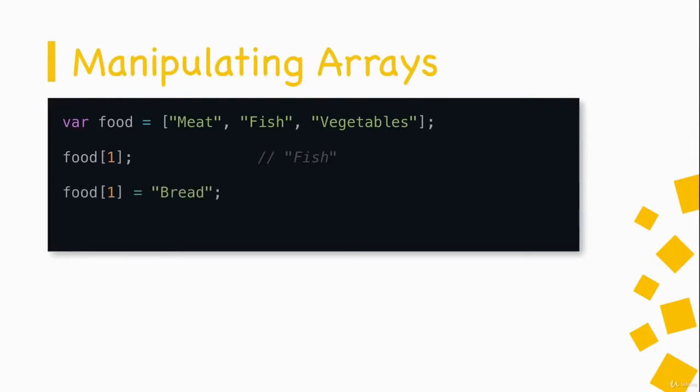Now, if you want to change the value of the second element, you can actually assign it a different value. So food square bracket 1 means the second element, or the element with index 1, and you can assign it a different value. For example, instead of fish, we can assign it equals bread. And now if you type in food, as you can see, the element has been changed. So now it's no more meat, fish, vegetables, it's meat and then bread and vegetables. So just like you can use the index and the square bracket notation to access array elements, you can use it to change and manipulate the array values themselves.